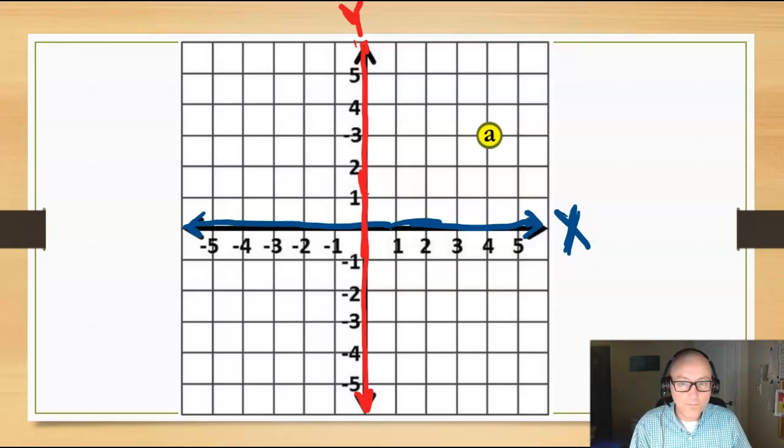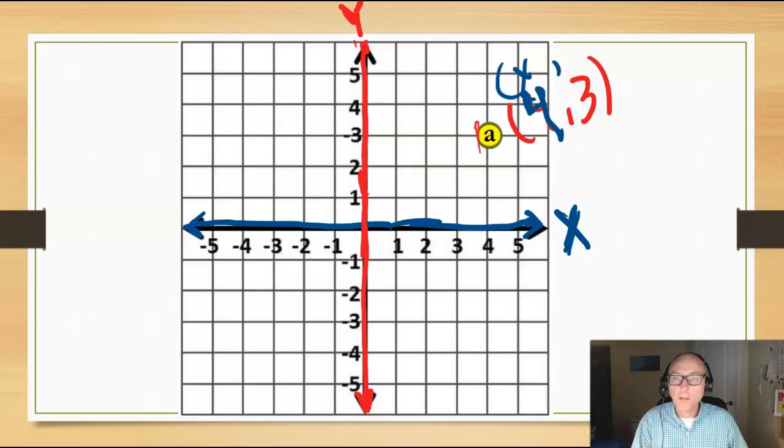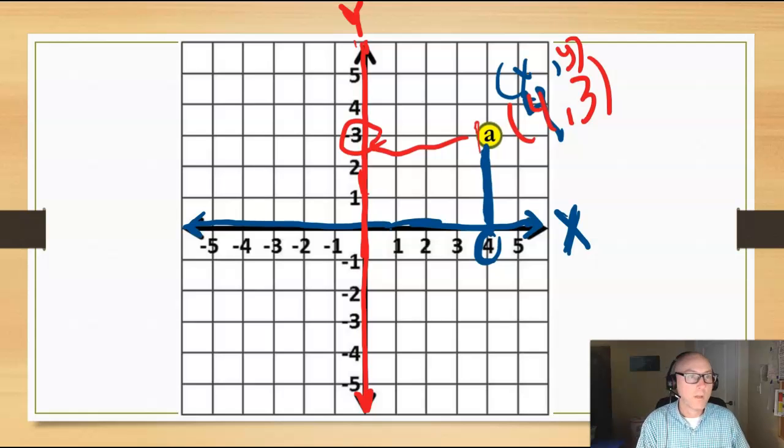Where are we here? Did you get 4, 3? Although I'm using this color, I really should be color coding this. This 4 is on the X, right? The 3 is on the Y right there. I'll go back to blue. There's my 4. That is so much better. You can see that the A goes with the 4 on the X, and the A goes with the 3 on the Y.